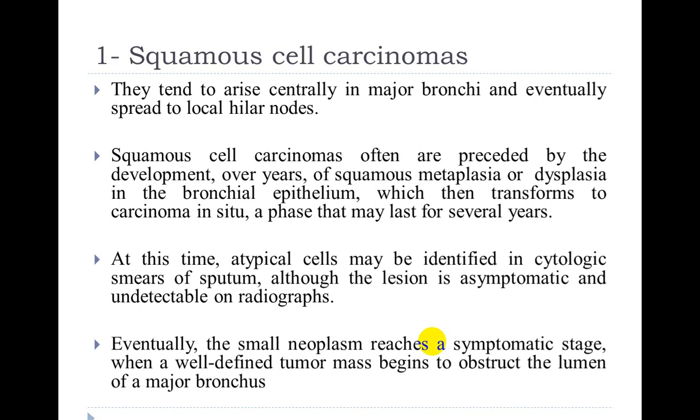جيد. Squamous cell carcinoma often is preceded by development over years of squamous metaplasia or dysplasia in the bronchial epithelium، وهذا هو مصداق للكلام اللي حكيناه، which then transforms to carcinoma in situ, a phase that may last for several years. الكارسينوما in situ تبقى for several years، واحنا سابقا حكينا عن الكارسينوما in situ بالجنرال concept of the neoplasia. قلنا ليش يبقى in situ for long years؟ قلنا الى ان يصير عندنا الانجيوجينيك سويتش يبدا يشتغل ويصير عندنا angiogenesis ويصير opportunity for the development of the cancer.